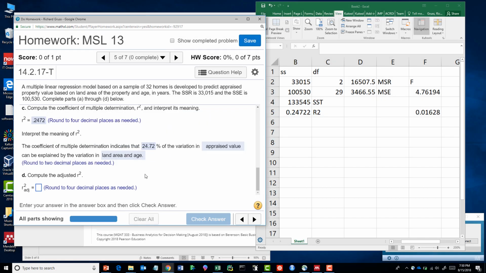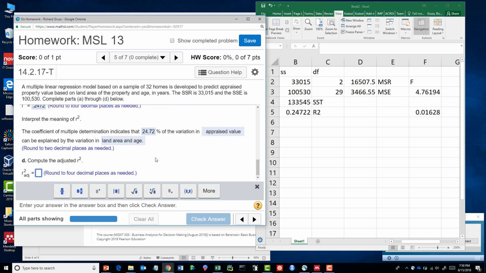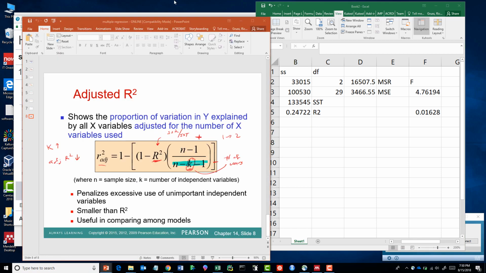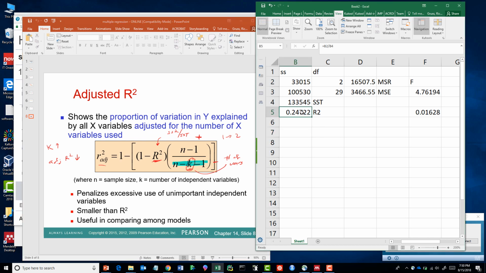Okay, so now the last part asks you to compute the adjusted R squared. I mentioned at one point that we wouldn't need to do this, but this part of this question asks you to do this. It's not difficult. We just need to make sure that we have all the pieces that we need. So just to go back to the slide I showed you during the lecture, this is the adjusted R squared. The pieces that we need: the R squared, so we've got this right here, and we need to know n, which we saw before.